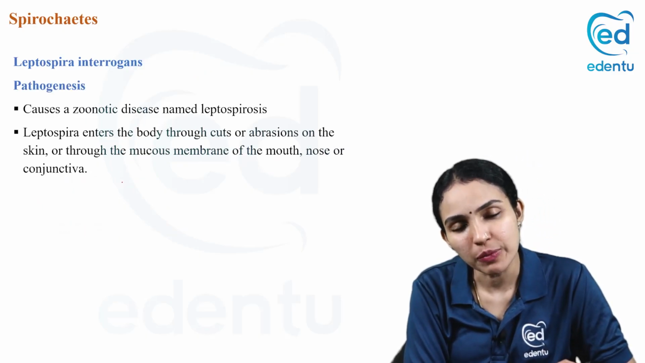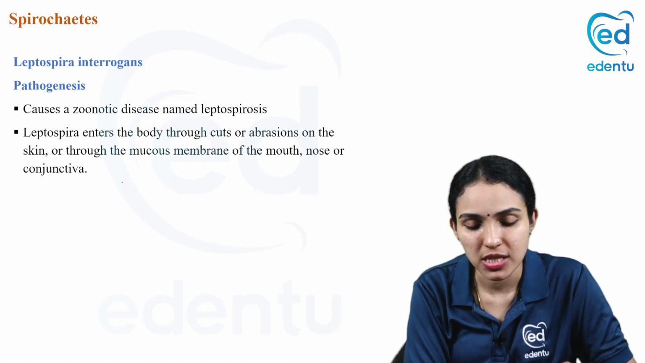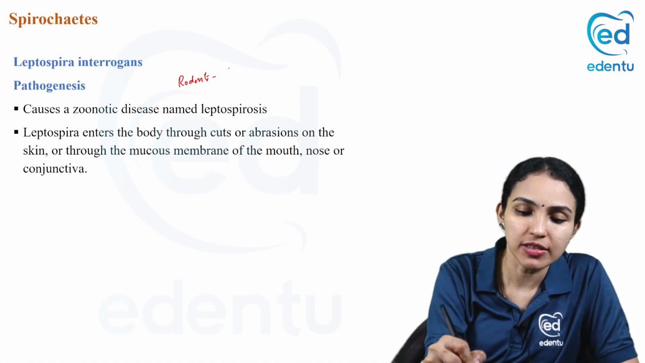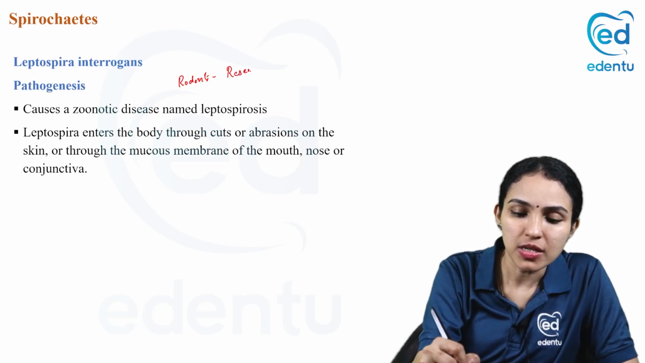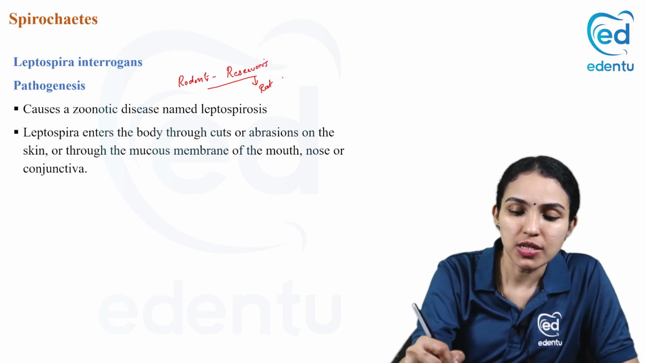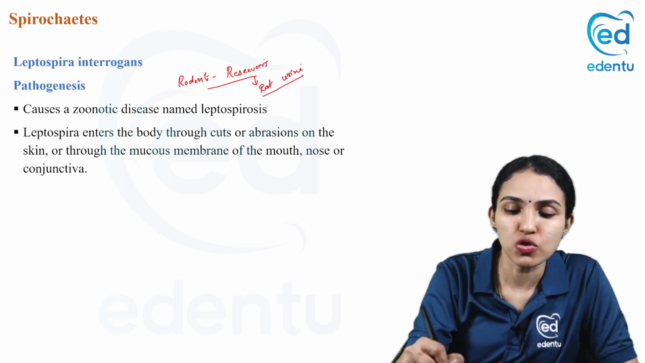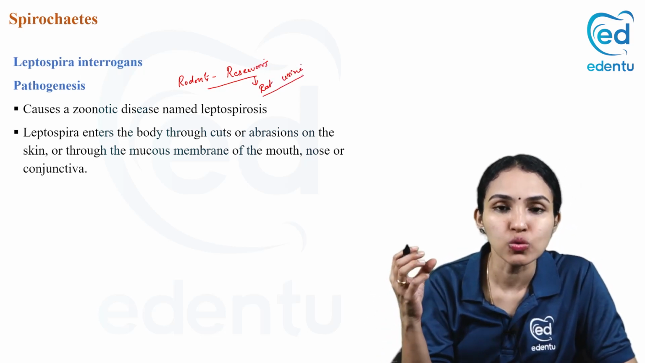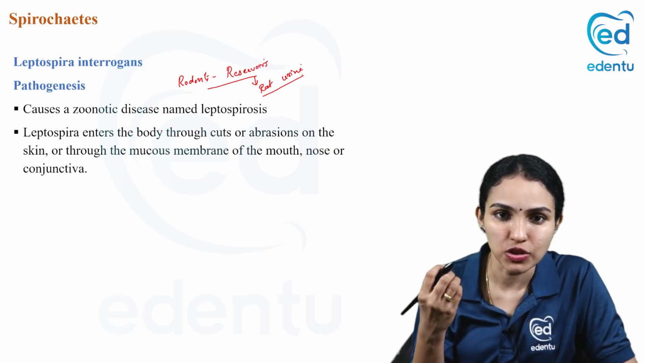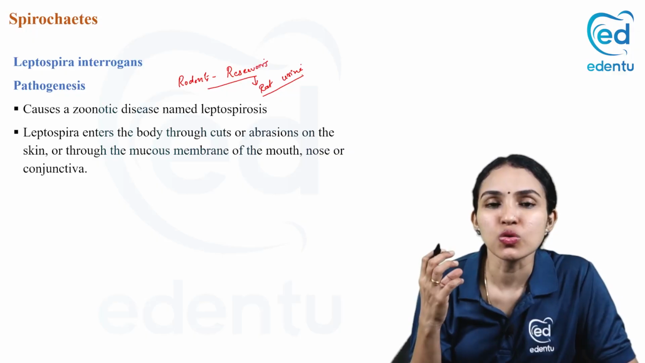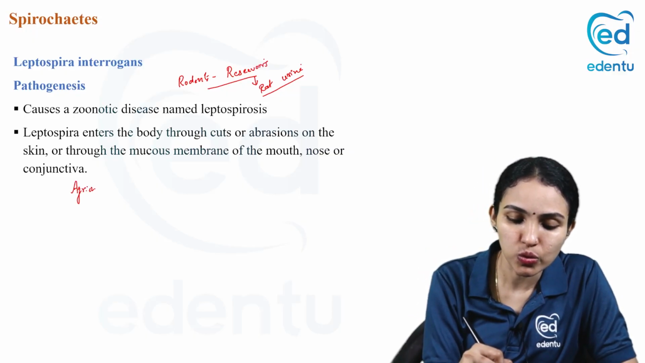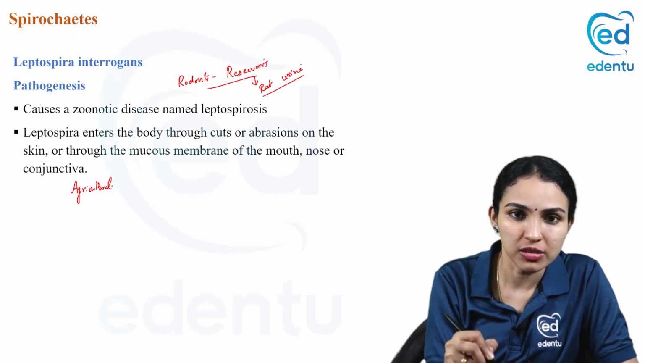So, pathogenesis of Leptospira: this is a zoonotic disease. Here, the reservoirs are rodents. Rats are the reservoirs of Leptospira. This organism will be excreted in the rat urine. If a person gets exposed to rat urine, especially through an abrasion or cut, this organism can enter into the patient's blood. This is very commonly seen in agricultural workers who work barefooted.